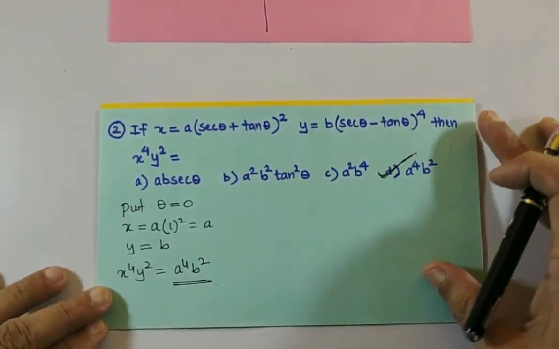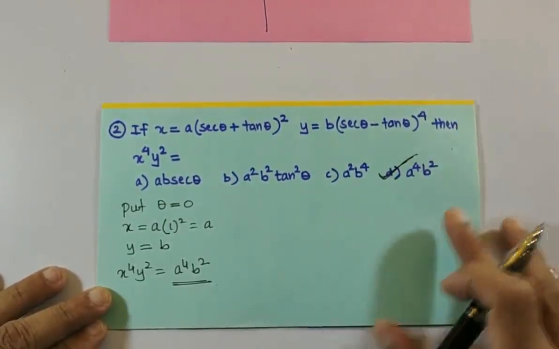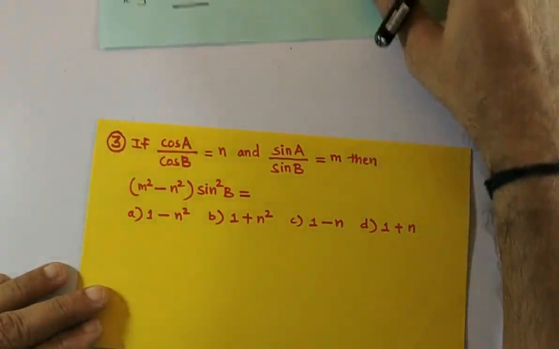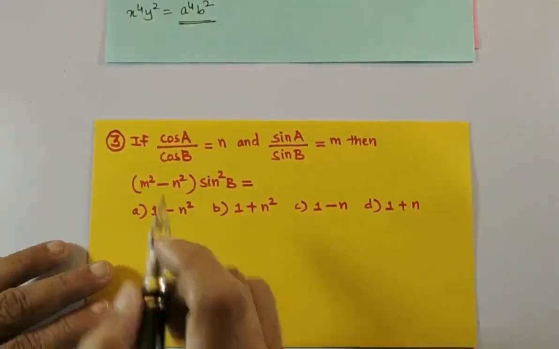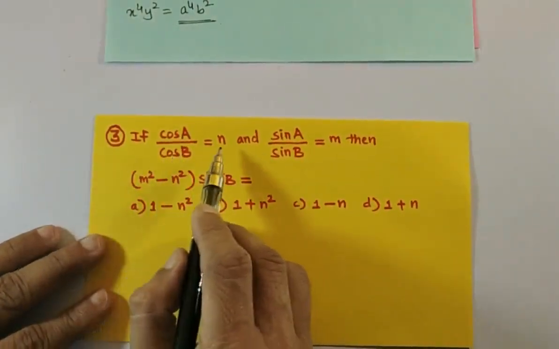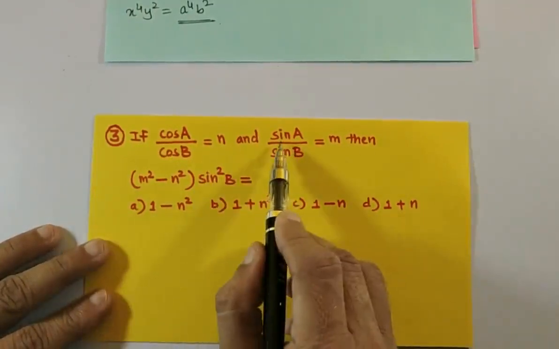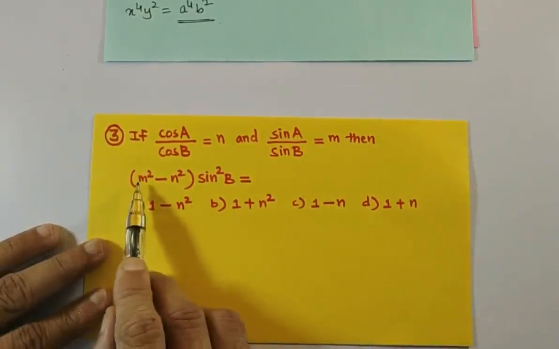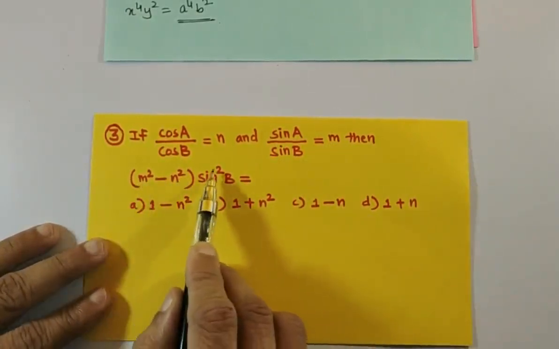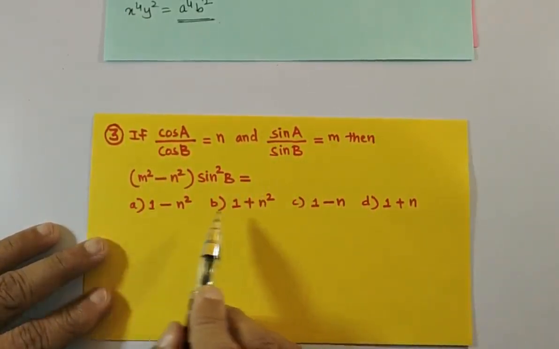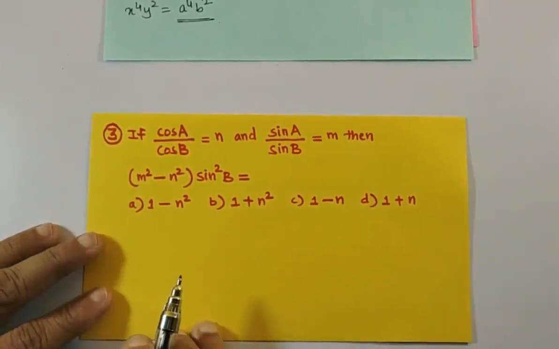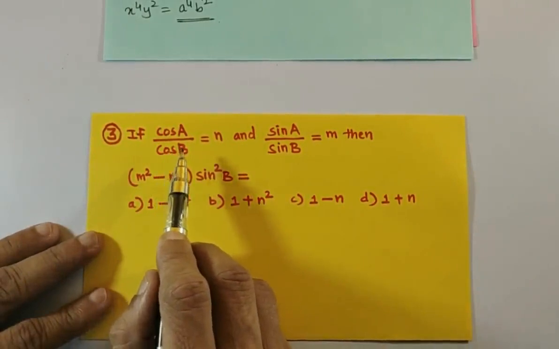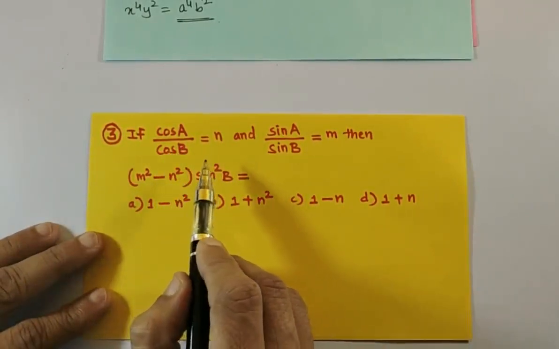Just within a step you will have the answer. Clear, students? Similarly, if I take the third one. Third, cos A by cos B is equal to n, sin A by sin B is equal to m. Then m square minus n square in bracket, sin square B is equal to. He has given options.